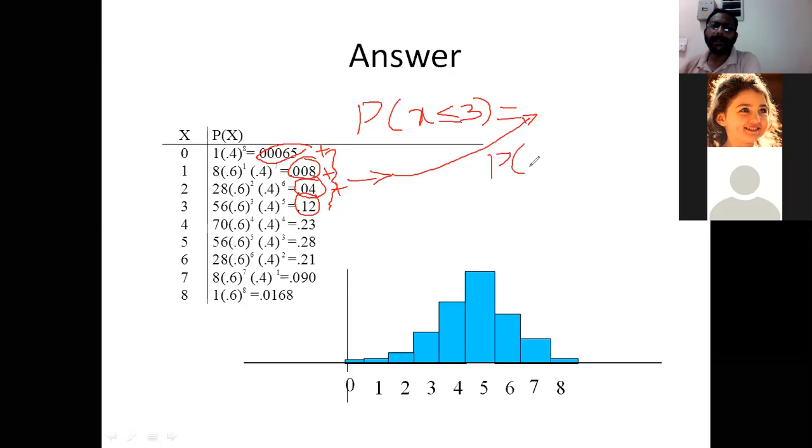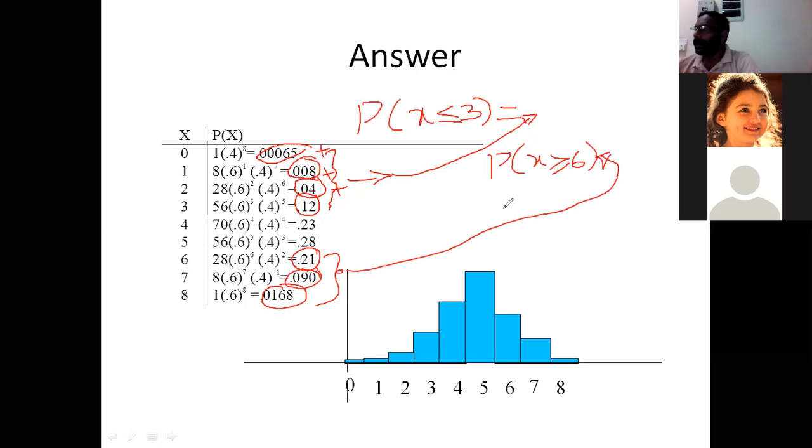Similarly, if I ask the probability of having at least 6 cancer people out of 8, at least 6 means X is greater than or equal to 6. So how to calculate greater than or equal to 6? For that you will have to add these values, and if you add these 3 values, that will give the probability. Any questions? I will come to practical questions in agriculture.